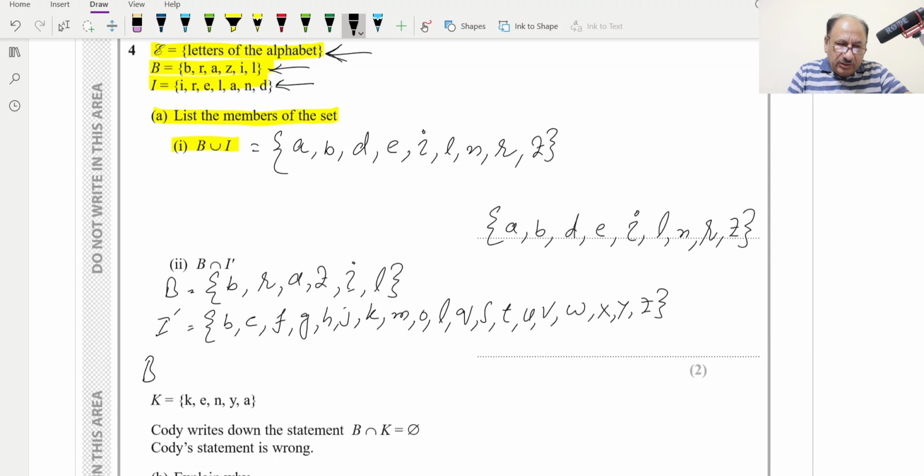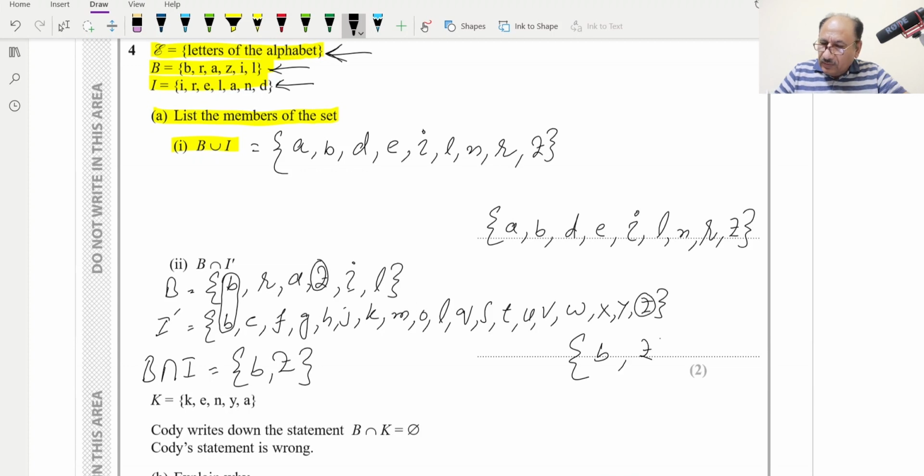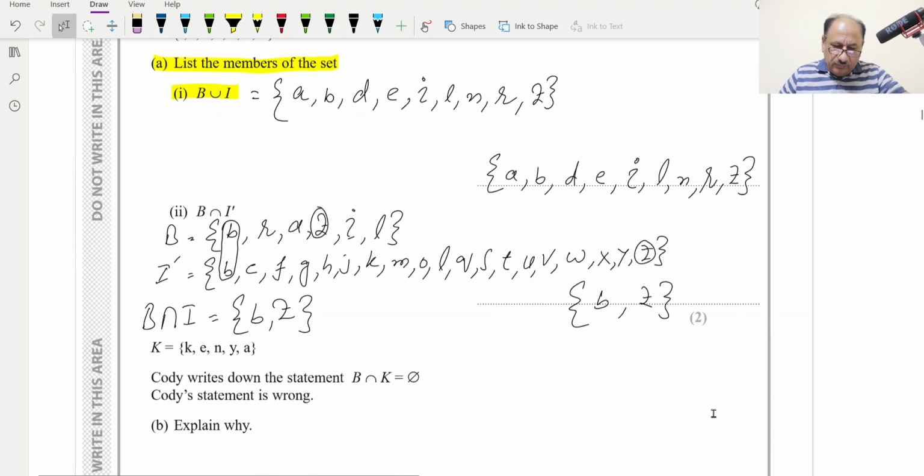Now we have to take B intersection I complement. So what is common in both? B is in both, so we can write down B. What else is in both? R is not there, E is not there. So Z is there, this one and this one. So Z is there, and this will be our answer. We can provide the answer as B and Z. This is the 2 mark question which we have done.